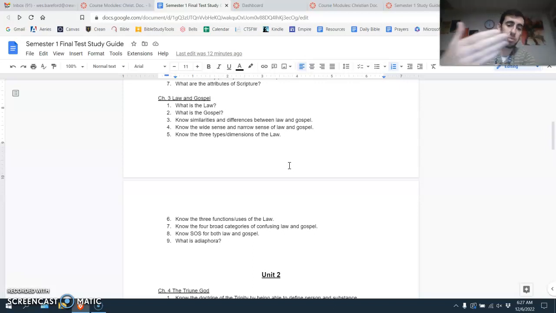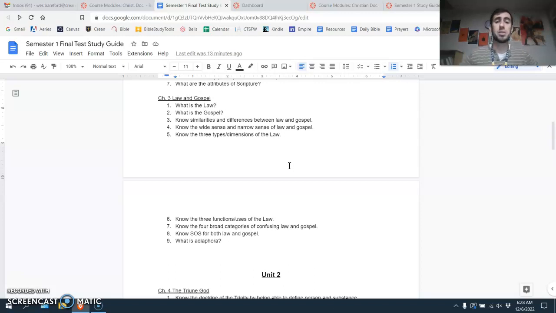We look in the mirror of the law and we see that we are pathetic reflections of God's image as sinners. But the gospel does the opposite of all these things. It gives us hope. It gives us promise. It restores us. It brings life. Know the wide and narrow sense of law and gospel.